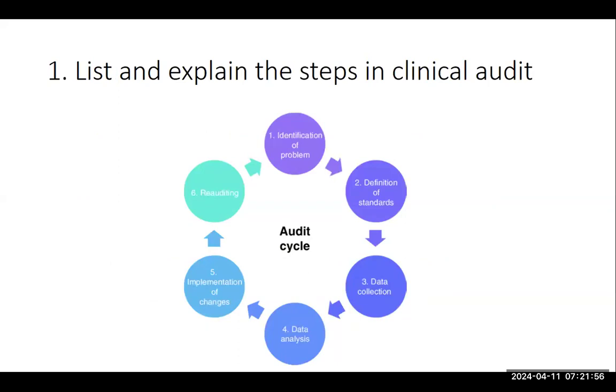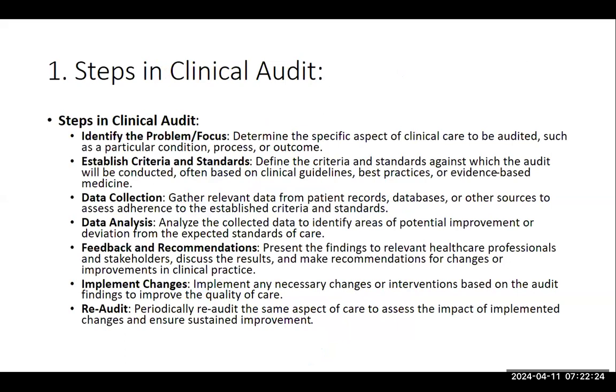These are the steps in clinical audit. We identify the problem. We define the standard. We take data, we analyze data and make an inference out of it. When we compare it with the standard, we identify the gaps and then we implement the changes. Then we audit the process again. So these are the 6 steps in clinical audit.